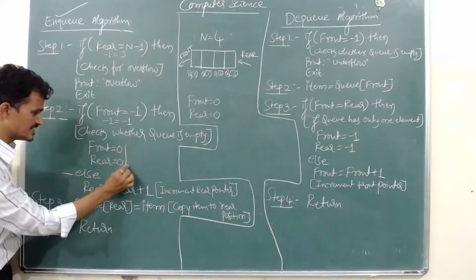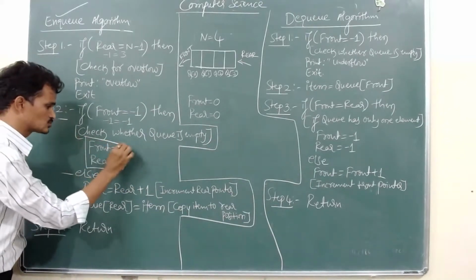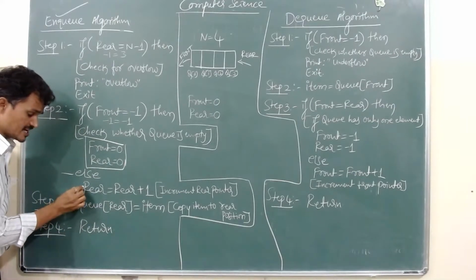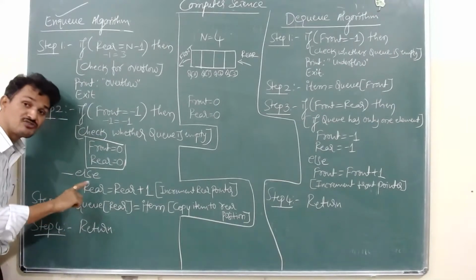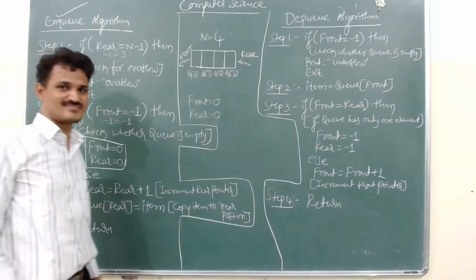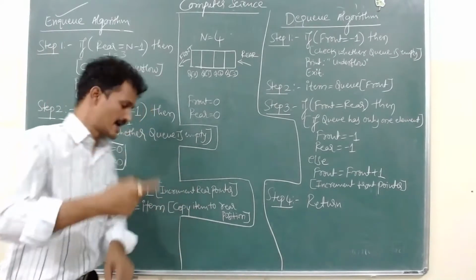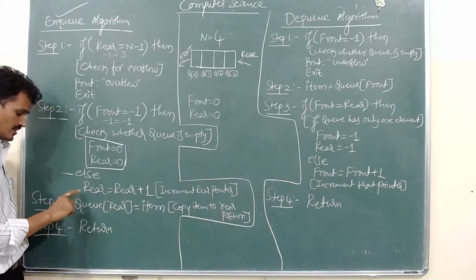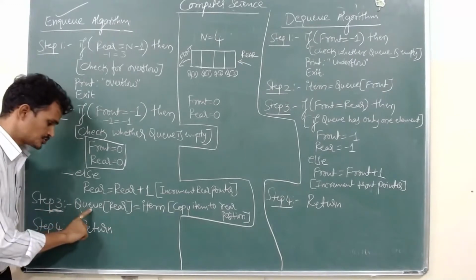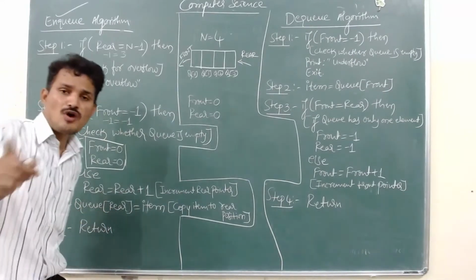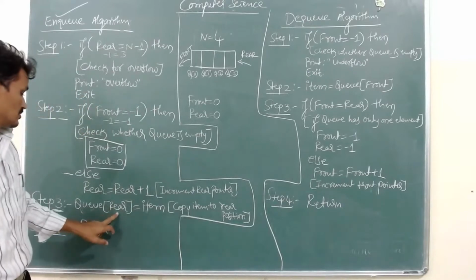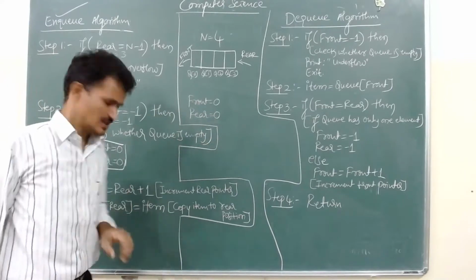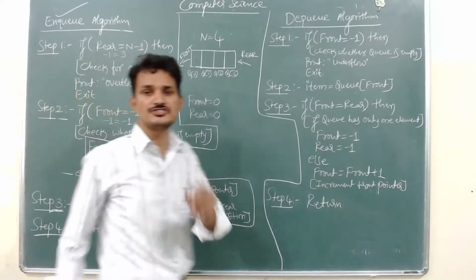Now, after executing these two statements, we'll move on to step 3. We execute this once, and this statement will execute in the next case. After inserting one element, the next time I execute this statement, this rear. So step 3, Q of rear. Q of rear means, what is the value assigned to rear? 0. That means I call it Q of 0.